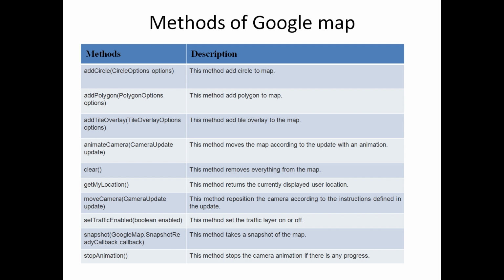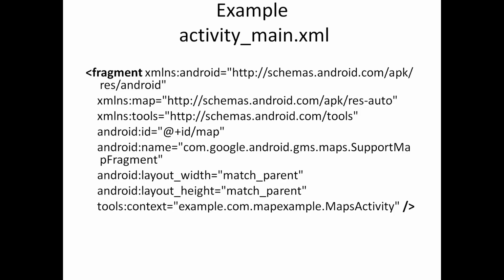Then setTrafficEnabled is a method that takes a boolean type, that is, it can be either true or false, and this method will set the traffic layer on or off. Then snapshot is a method that takes a snapshot, that is, a photo or a copy. Then stopAnimation will stop the animation if there is any in progress. So this is some examples relating to Google Maps.